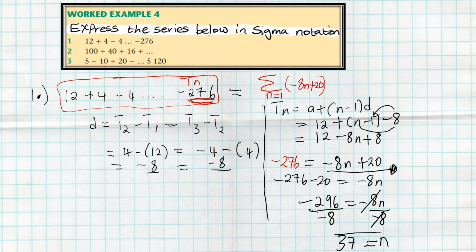So we can see that they were adding 37 terms. On top there, we're going to put 37 as our ending point. This is how we can express this series in sigma notation. Very simple. Just say n equals 1, at the center you put the general formula, and on top you calculate the number of terms and express it that way.